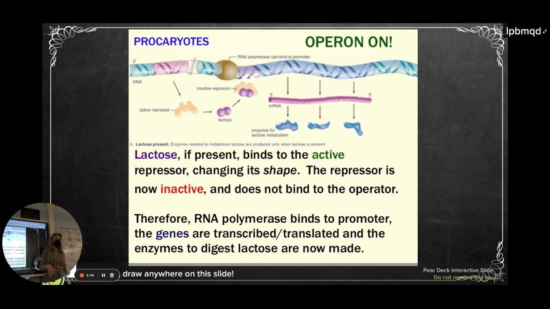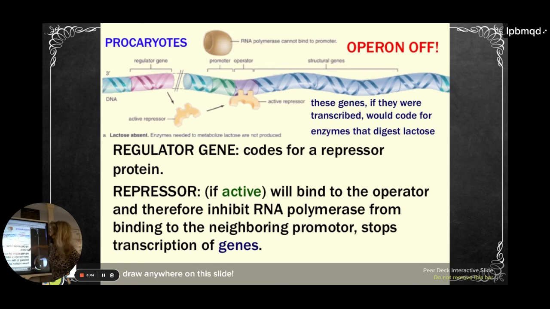All the lactose in the cell, including the one binding to this repressor to get that repressor away. As soon as that lactose has been digested, then we can go back and the repressor will bind back on there. But that's okay because I don't need these genes anymore anyway.